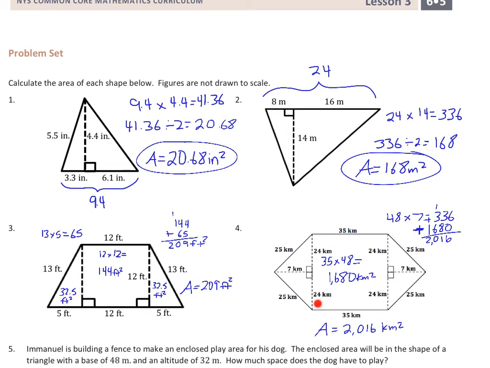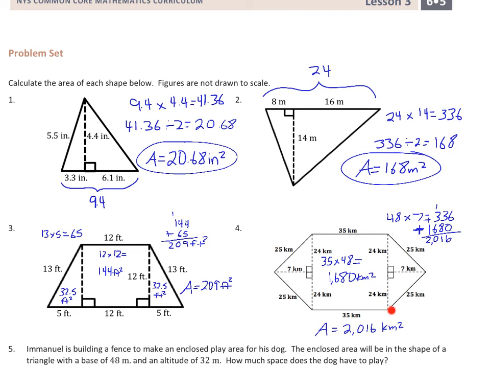And then on this figure, I've got another square, which I had to add 24 and 24 to get 48 times 35, length times width. And that's not a square, that's a rectangle, even though it looks like a square. But it did say figures are not drawn to scale. So 1,680 kilometers squared for this rectangle.